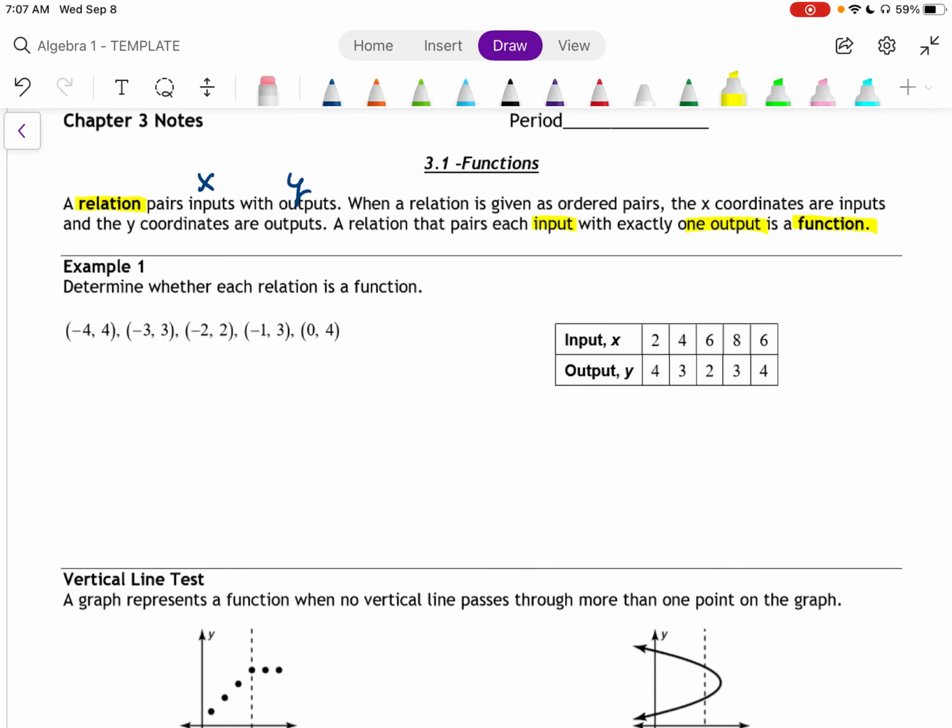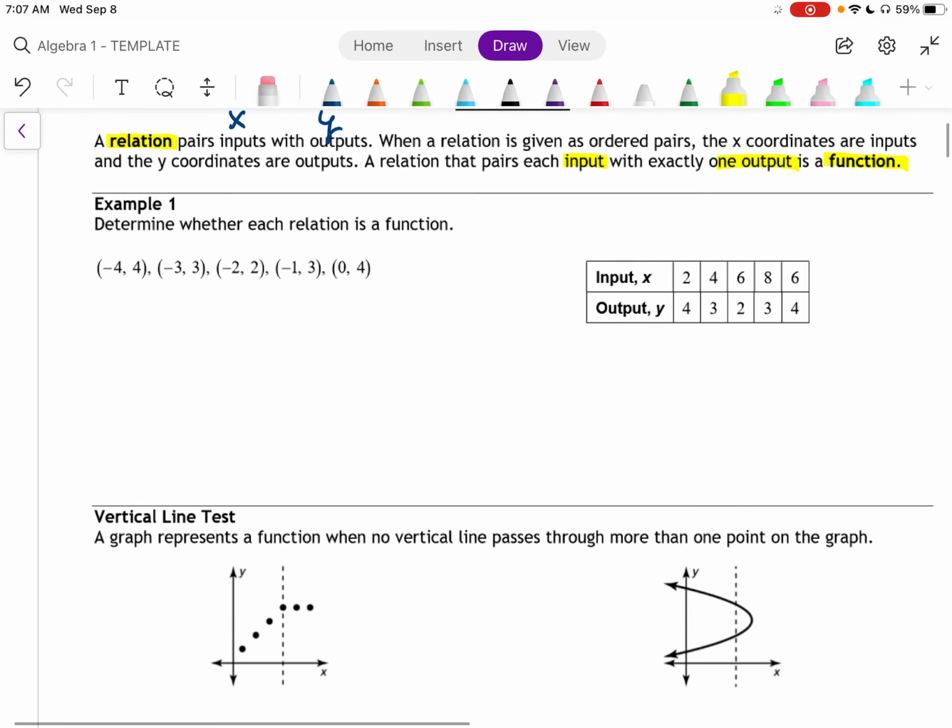So let's look at example 1. Here I'm going to look at my x's. I have negative 4, 4, negative 3, 3, negative 2, 2, negative 1, 3, and 0, 4. Now the really quick way to decide if this is a function is to ask yourself, are there any repeats in the x category? And there's no repeats, so this is going to be a function. So we'll say yes, function.